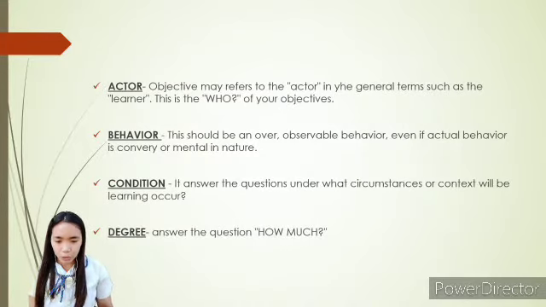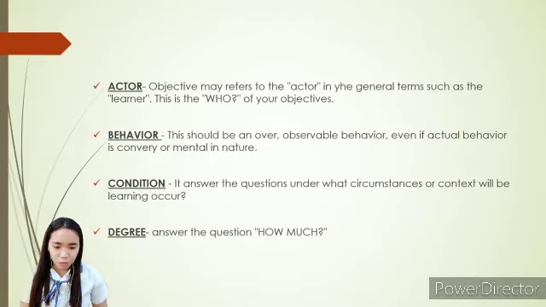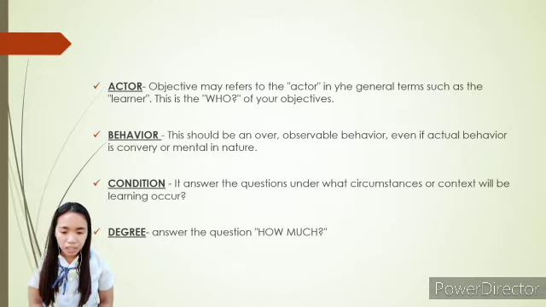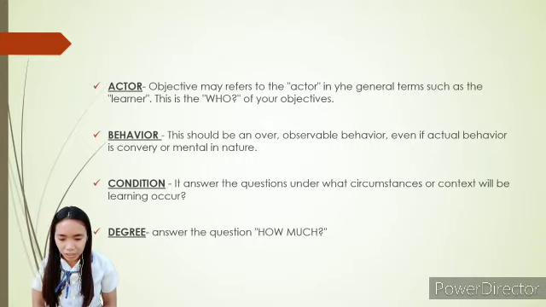Next, we have the definition of the ABCD. First, actor. An objective may refer to the actor in general terms such as the learner. This is the who of your objectives. Behavior. This should be an observable behavior even if the actual behavior is covert or mental in nature. Next, we have the condition. It answers the question, under what circumstances or context will learning occur. And last, we have the degree. Degree answers the question, how much.